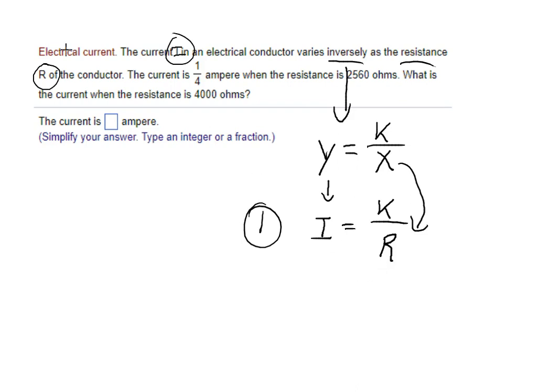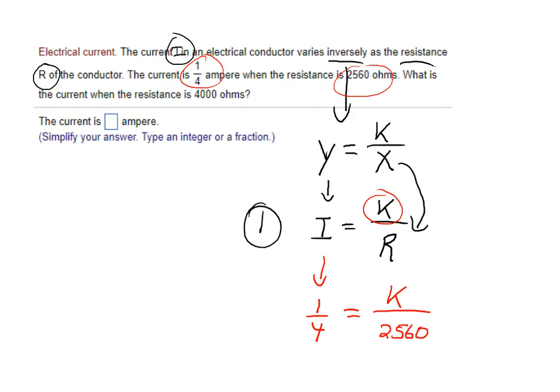Step two is to find K. I can't answer any questions until I know what K is equal to. Thankfully, they give me some numbers here to find K. So the current is 1/4 of an ampere, right? So I'm going to plug in 1/4 for the current, which is I, when the resistance is 2,560 ohms, right?